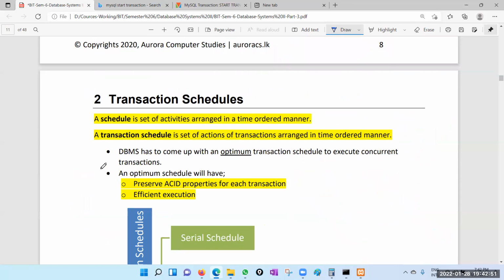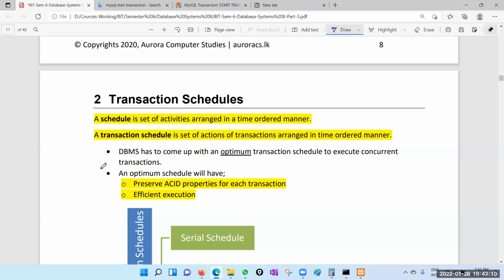Right. So now, any questions on that? Any question? Because this is serious stuff we are talking, serious stuff. And the passing rate is very low when it comes to the database subject, very, very low.